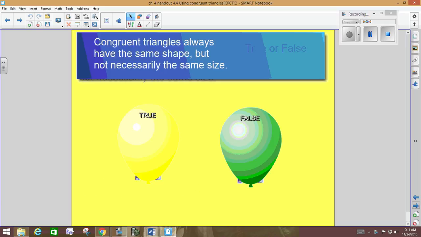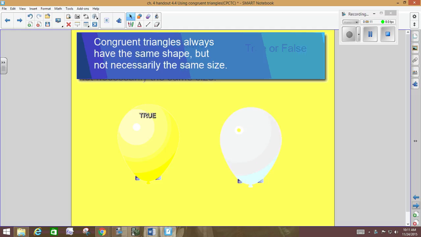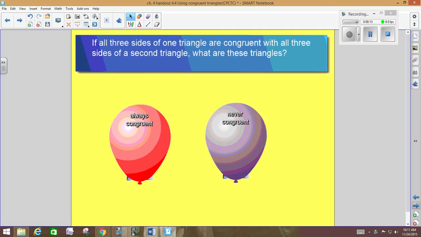Before we get started, I have a couple true-false questions up here. True or false? Congruent triangles always have the same shape, but not necessarily the same size. False. Good. If all three sides of one triangle are congruent to all three sides of a second triangle, are these triangles always congruent or never congruent? Always congruent.